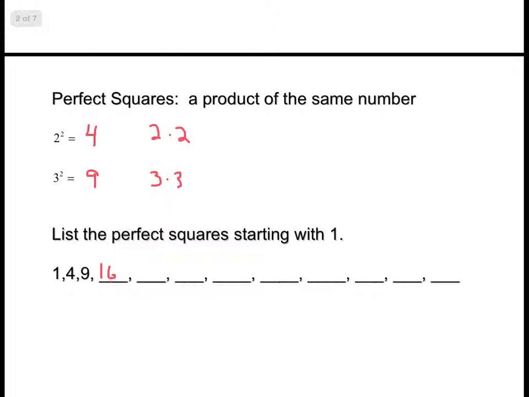Then there's 4 times 4, 5 times 5, 6 times 6, 7 times 7, and I do want you to list these in your notes. This is 8 times 8, 9 times 9, 10 times 10 is 100, 11 times 11, and then 12 times 12. And that's your perfect squares that go up to 12. So make sure those are in your notes.